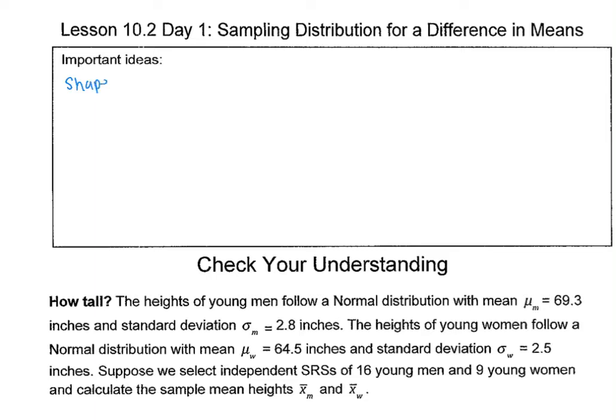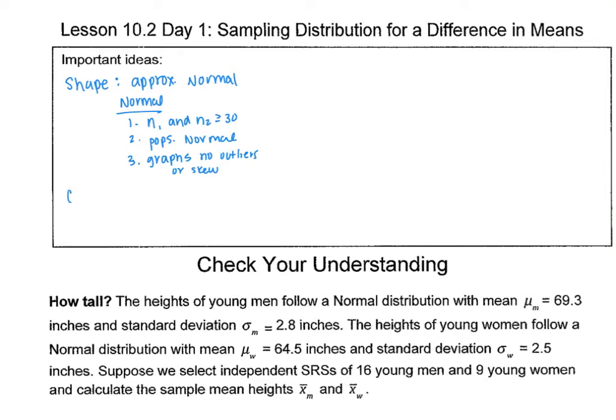The shape of any sampling distribution is always going to be approximately normal as long as the normal condition is met. So the ways to meet the normal condition are, it could be n1 and n2 greater than or equal to 30. You could have the populations normal, or you could draw a graph of each sample and the graphs show no outliers or skew.